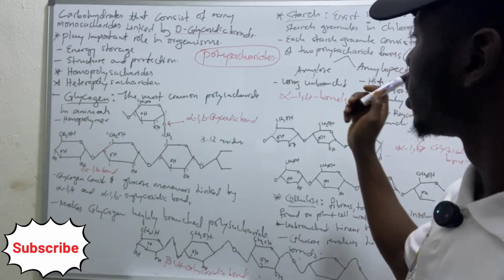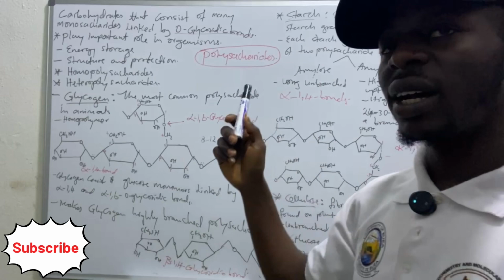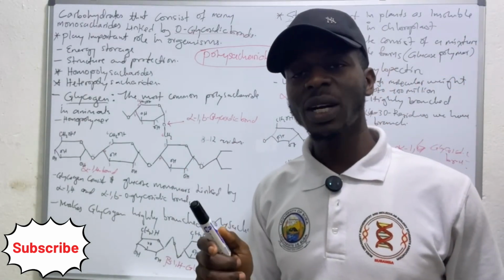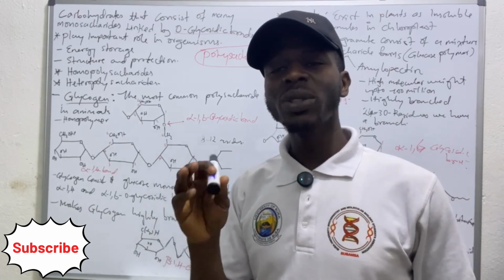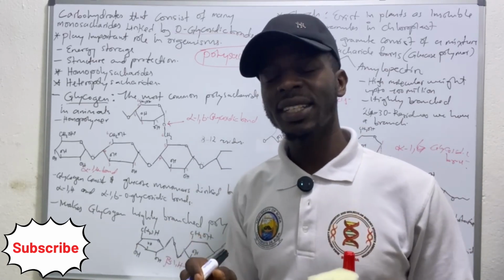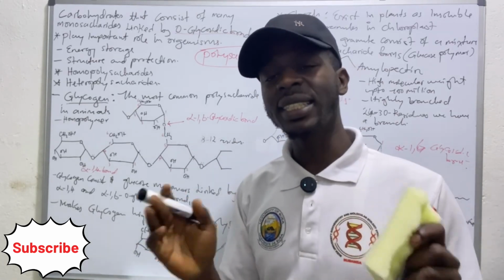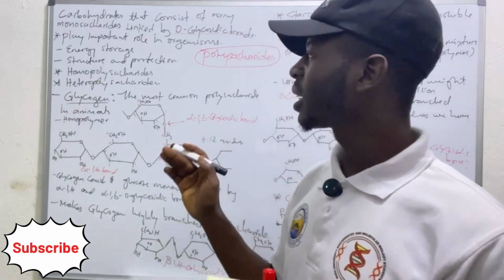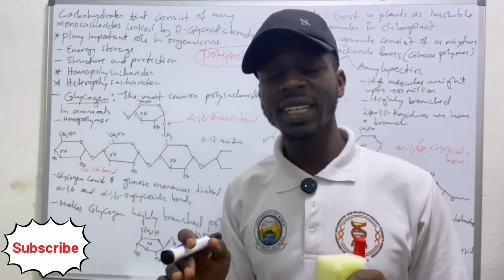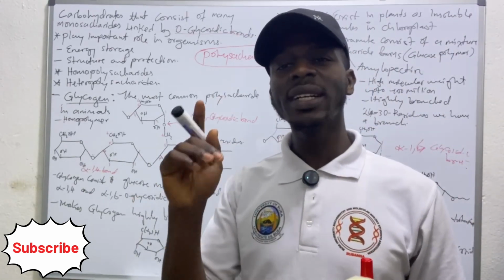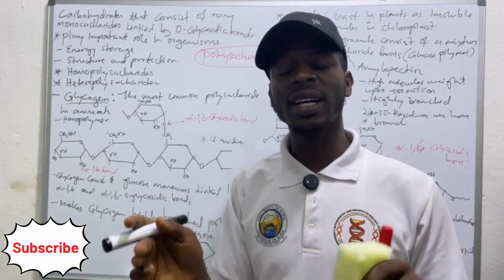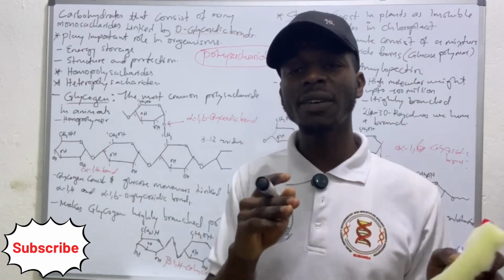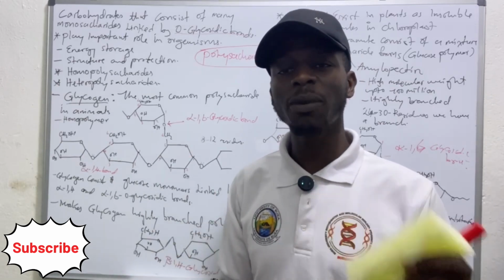Now, these are not all the homopolysaccharides that we have. There's also another one known as dextran. Dextran is also a homopolysaccharide which is mostly found in bacteria and yeast. And the kind of bonds that are found in this homopolysaccharide are the alpha-1,6 glycosidic bonds. And we also have branch points that occur at alpha-1,2 and alpha-1,3 depending on the type of bacteria or the type of yeast.